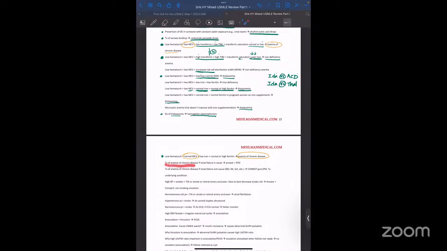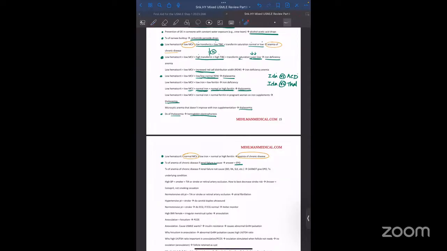Then treatment of anemia of chronic disease if renal failure is the cause. Answer is EPO. Give erythropoietin. Treatment of anemia of chronic disease if renal failure is not the cause, like if it is IBD, inflammatory bowel disease, rheumatoid, SLE, cannot give EPO. Treat the underlying condition. So in the case of renal failure, give EPO. Otherwise, treat the underlying condition.